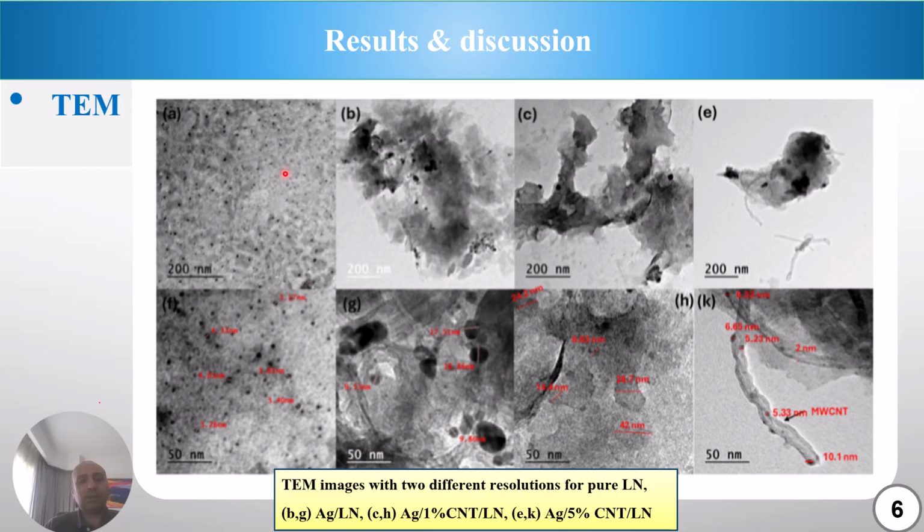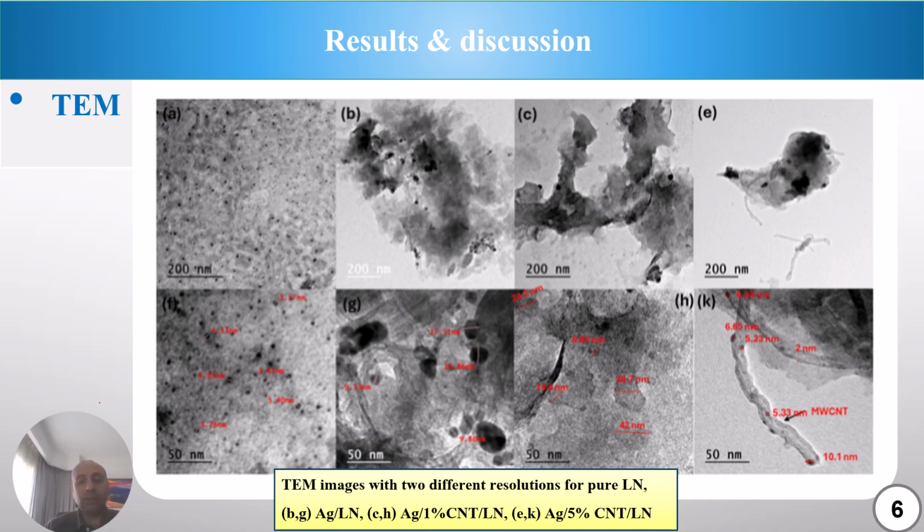The first characterization was transmission electron microscopy. It is important to see the morphology and to evaluate the size of the nanoparticles obtained. Looking at the different images, the top is at lower magnification and the bottom at higher magnification. We can see the pristine sample is more dispersed. When we add silver, the size increased a little bit, and with more silver it stayed close to the previous one. When we add carbon nanotubes, you can clearly see that the carbon nanotube has a diameter of 2 nanometers, along with LN nanoparticles, smaller than in the 1% sample.